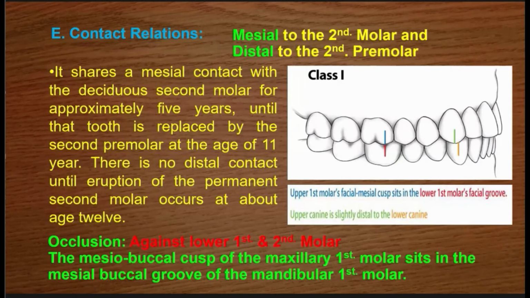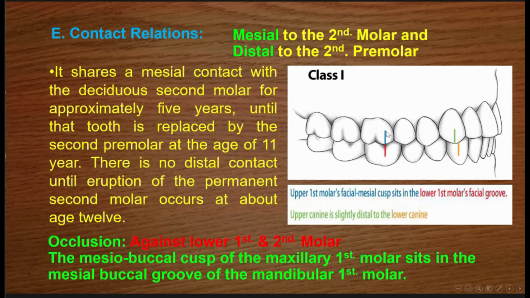Contact relations: mesial to the second molar and distal to the second premolar. You see the relation here. This first molar, maxillary first molar, is related with the second molar on the distal side, and it is mesial to the second molar and distal to the second premolar.